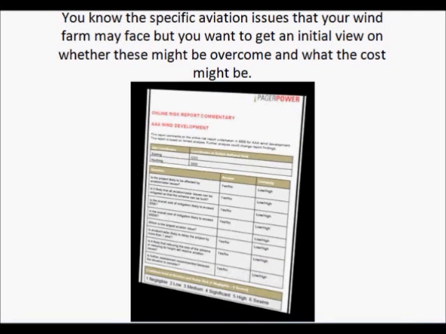You know the specific aviation issues that your wind farm may face, but you want to get an initial view on whether these might be overcome and what the cost might be. You will require an aviation risk report commentary. These are priced at £99 if ordered with the risk report, or £149 if ordered at a later date. This commentary report will give you a clear indication of whether issues can be resolved, the cost and the timescale of resolving the issues, and combined aviation risk is provided, based on the facts in the online risk report.